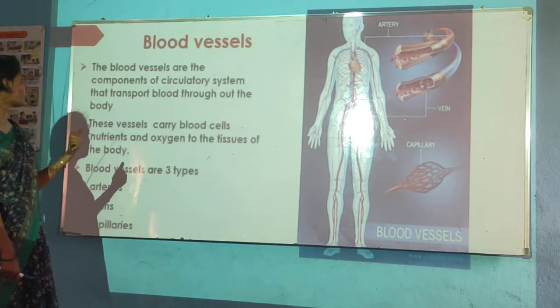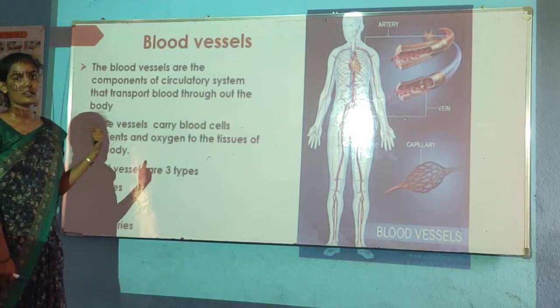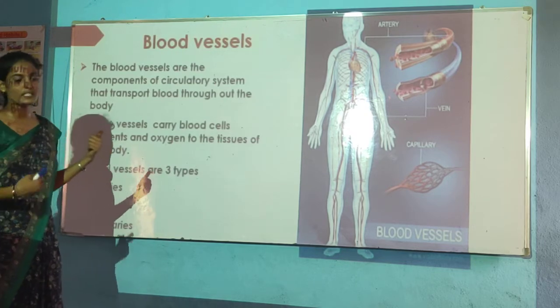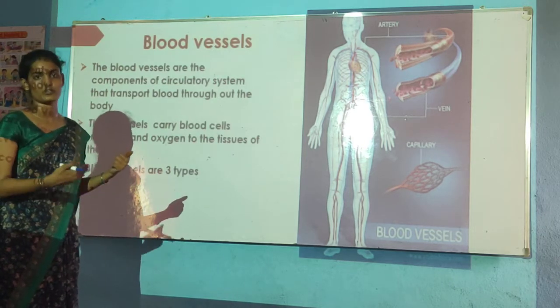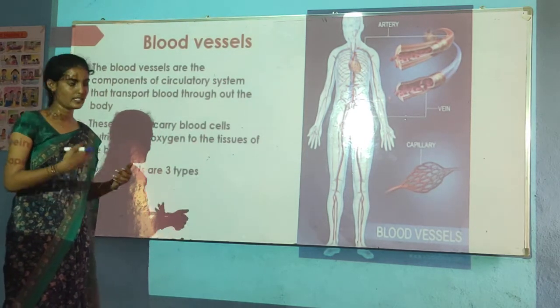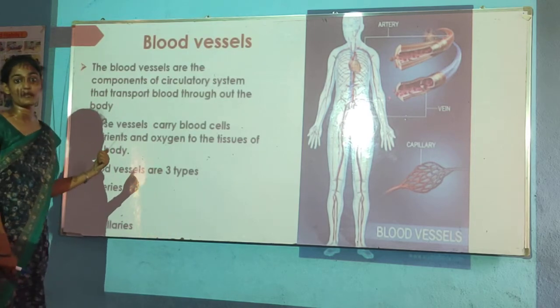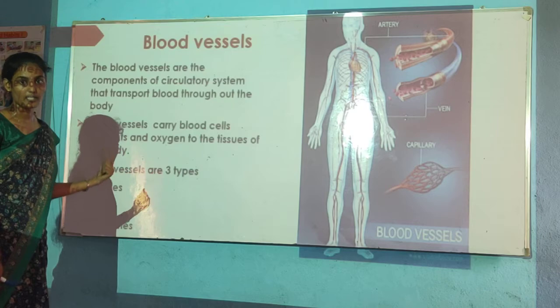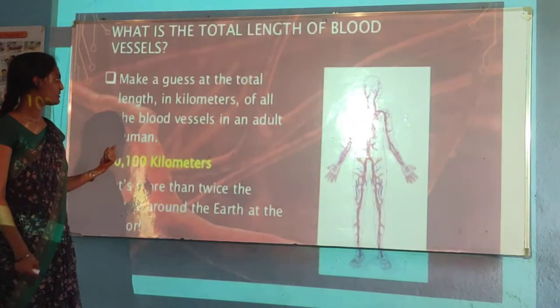These vessels carry blood cells, nutrients and oxygen to the tissues of the body. The blood vessels carry the blood, which contains nutrients, oxygen, wastes, carbon dioxide, proteins and everything. There are three types of blood vessels in our body: arteries, veins and capillaries.